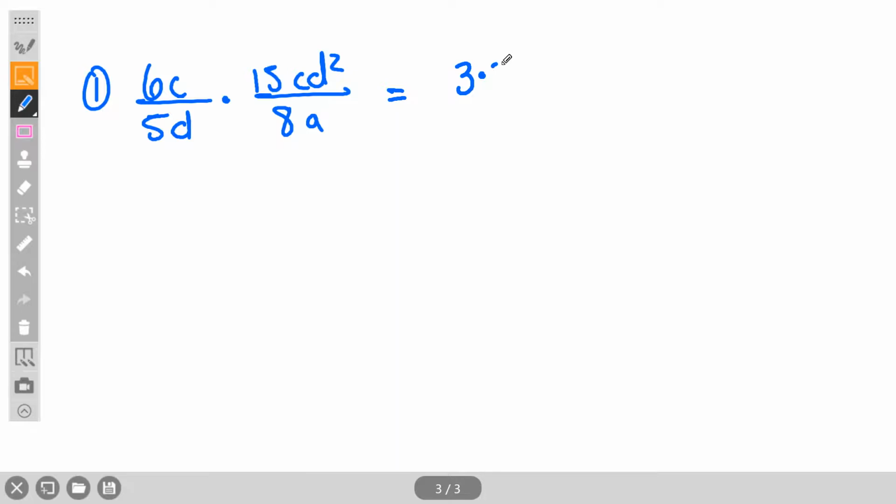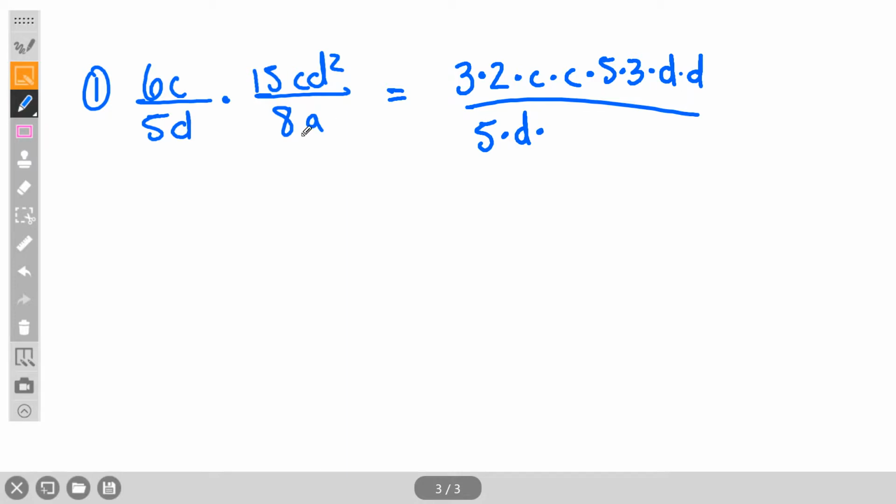So 6 is 3 times 2. C squared, that's c times c. 15, that's 5 times 3. And then d squared, that's d times d, over 5 times d. 8, that's 2 times 2 times 2. And then times a.